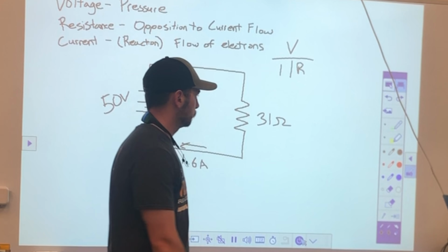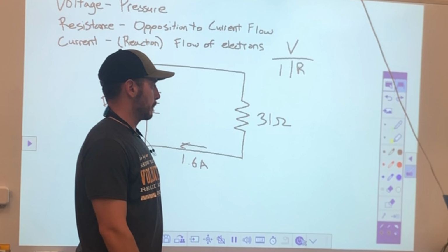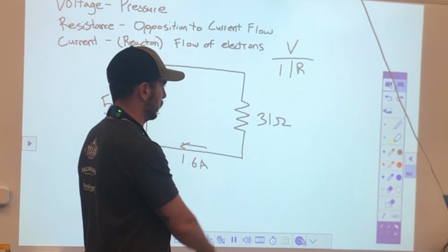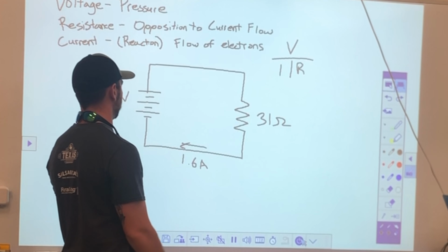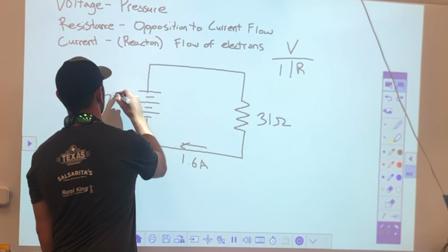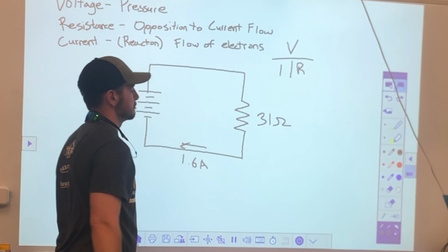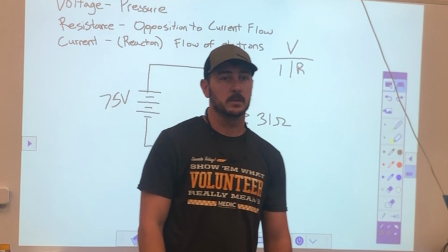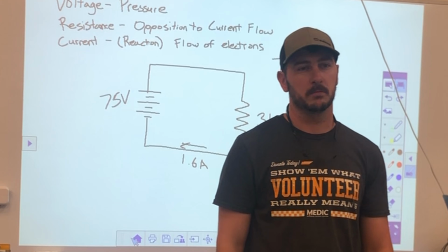Okay. 31 ohm resistor, 1.6 amps of current, 50 volts. All right, what's going to happen whenever I change this to 75 volts? The amps are going to change. What are they going to do? They're going to go up.